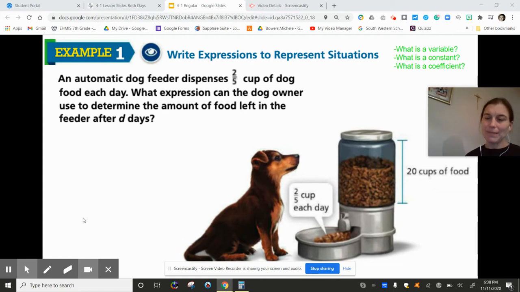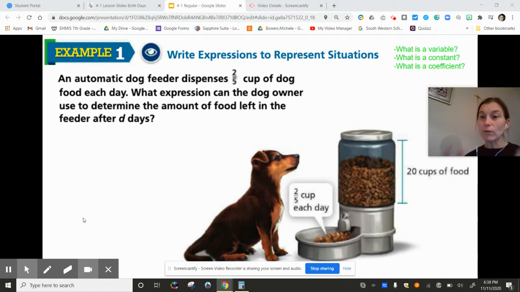That's going to stay the same. Each day, it's going to let out 2/5 cups of dog food. So that's going to stay the same every day. That's called a constant or a constant rate because it's a unit rate, right? 2/5 cups per day. Now, they want to know what expression can be used to determine how much it is each day.